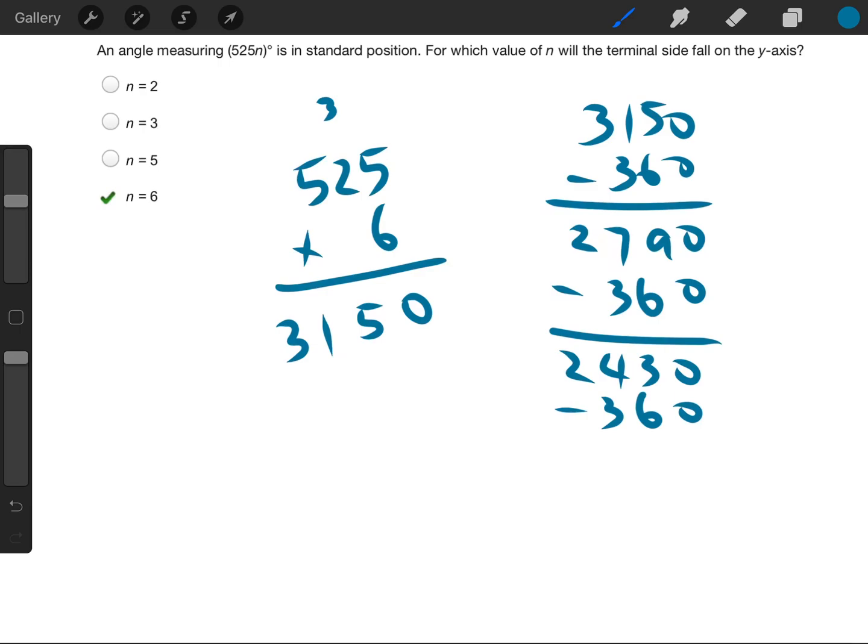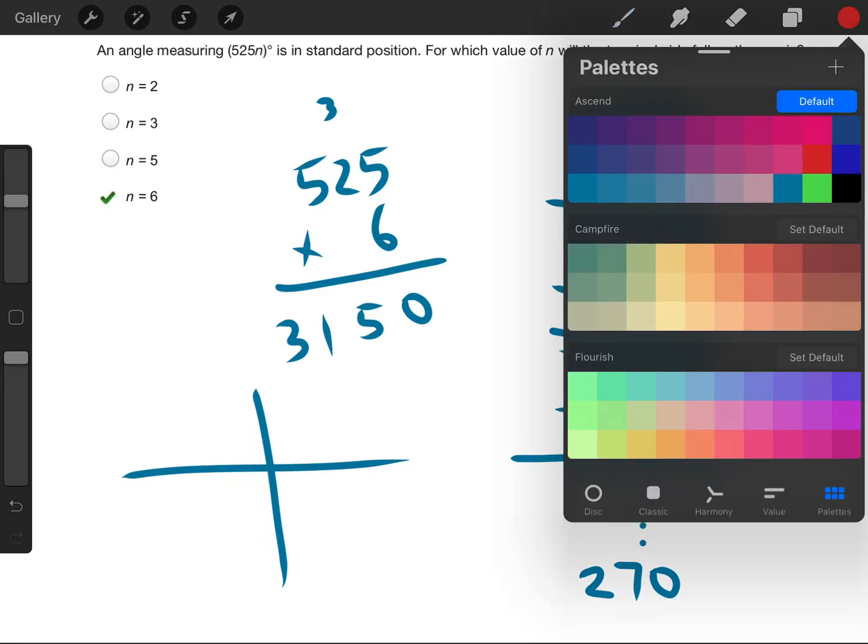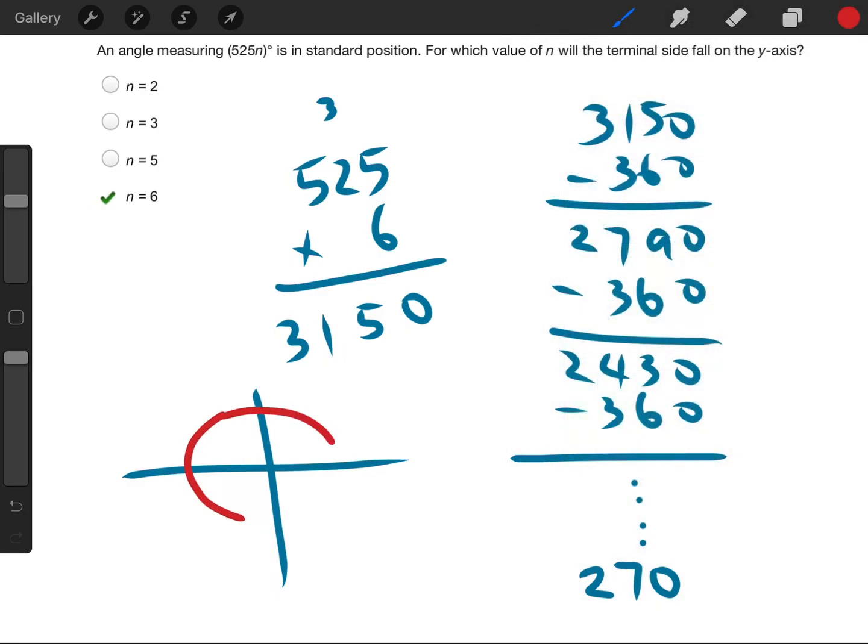So I'm going to do it on my calculator. You get to a point where the last number that's less than 360 is 270. So 270 is where we stop. This is exactly where the angle is on the y-axis. If you try all the other numbers, it will not be on the y-axis.